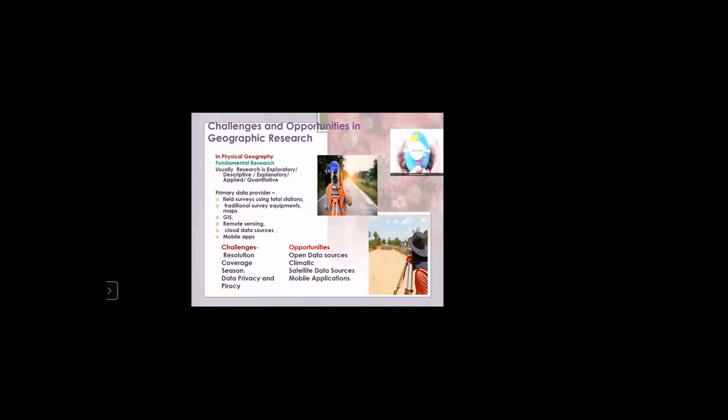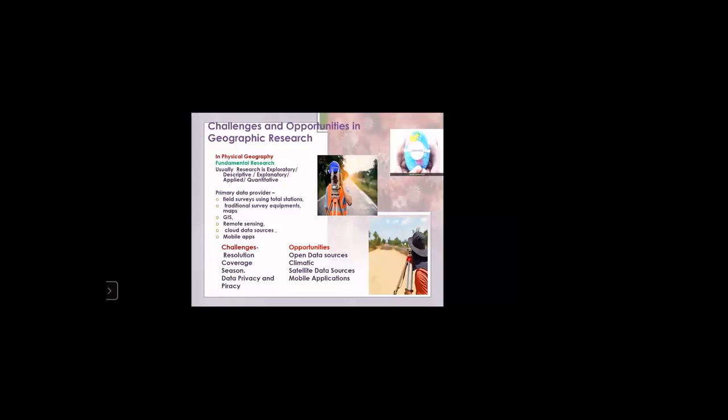Traditional survey equipment is used, and usually we use field survey equipment like total stations or GPS and other GIS platforms to collect information and analyze it. Then you have other cloud data sources which we now use, and as sir has mentioned, we are living in the world of big data, and we have mobile apps which help us do this. So you'll be wondering, what is the problem then? Once the lockdown is lifted, we'll be able to go to those areas.